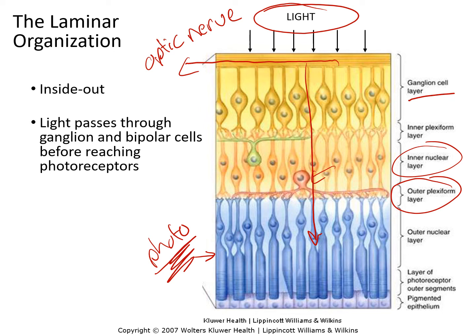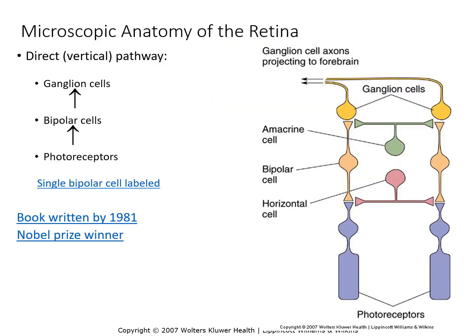So it's actually kind of inside out, since light actually has to go through the other layers first. So that means those layers have to be very thin and very clear, very spread out, so that way light can actually get to those photoreceptors without being bounced around too much.